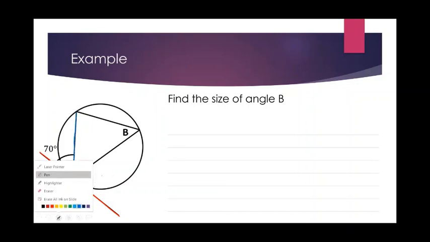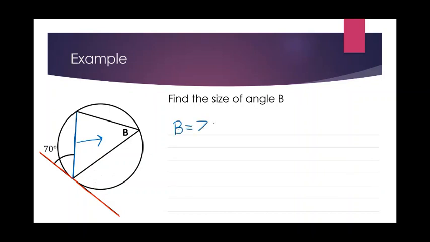Now, in the triangle that's inside this circle, which angle is opposite the chord, the line that is our chord? Well, it's angle B. Therefore, angle B is equal to 70 degrees, okay? Simple as. So in this case, B equals 70 degrees, okay?